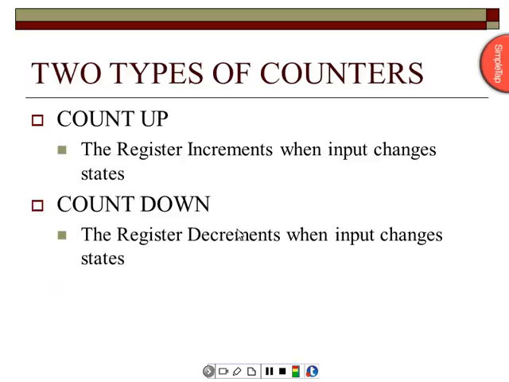Alright, so we have two types of counters. This is really, really hard, guys. They either count up or they count down. How many other ways do you know to count? I've never had any sideways, left or right, or east or west, or north or south. It's always count up or count down.